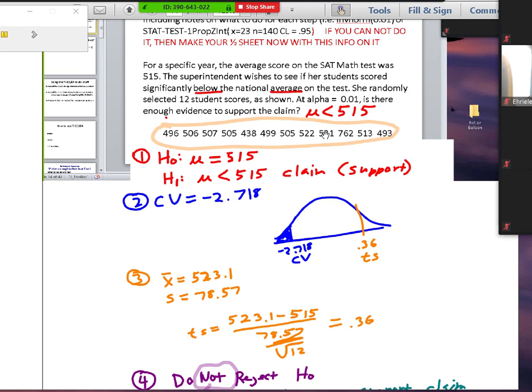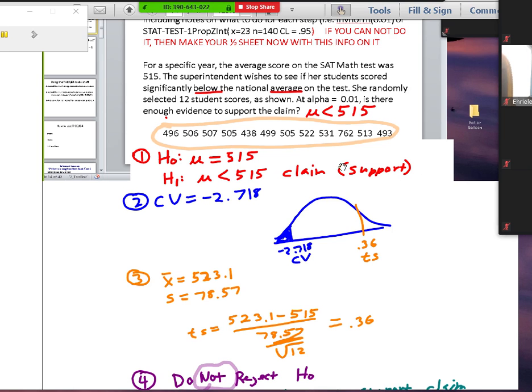So that's her claim. Again, H0 is always, always, always equals. So H0 is mu equals 515. This number doesn't change, only the symbol changes. Since my claim is not equals, H1 has to become my claim. H1 is mu is less than 515. So that's my claim, which means I'm doing the whole thing to either support or not support my claim.